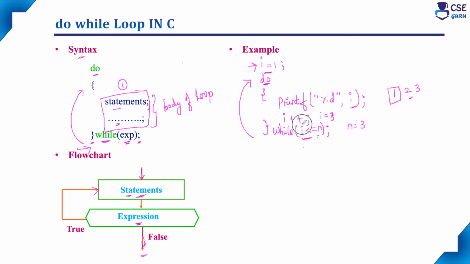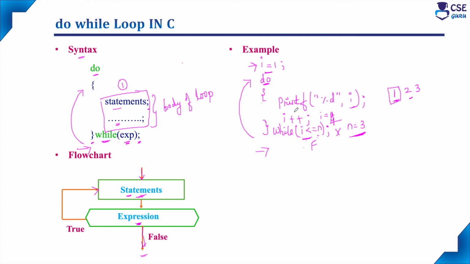Next, increment i value. If you are incrementing, I will get 4 now. Check the condition whether 4 is less than or equal to 3, condition fails here. And the loop will terminate here and control will transfer to the next statement in the C code. And for n equal to 3, it will print 1, 2, 3. But by default, without checking any condition, 1 will be printed. So this is the logic of this do while loop.